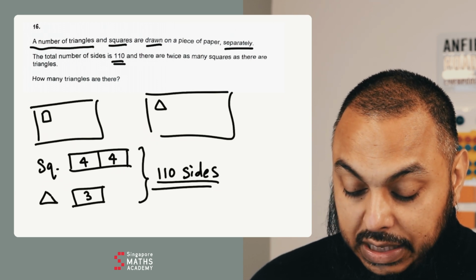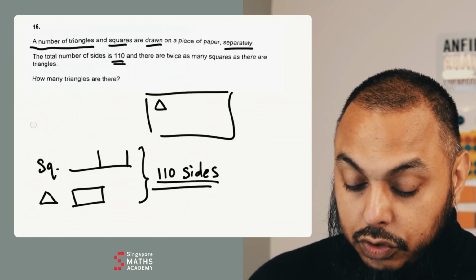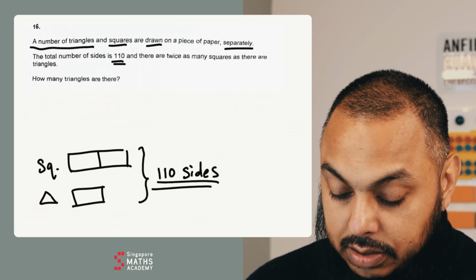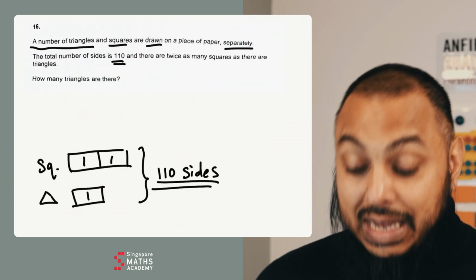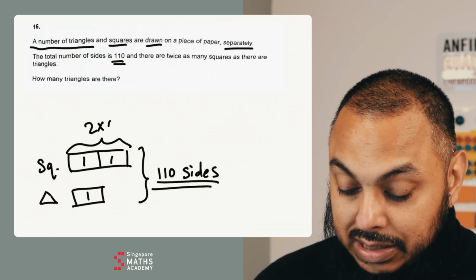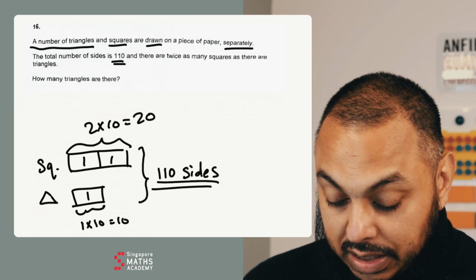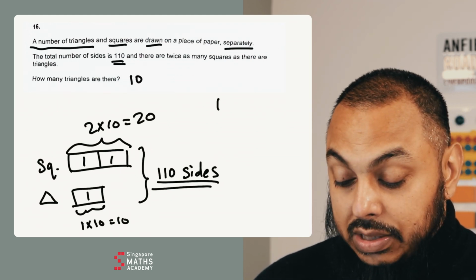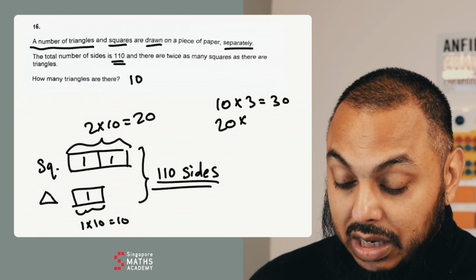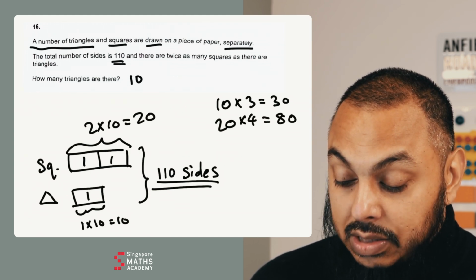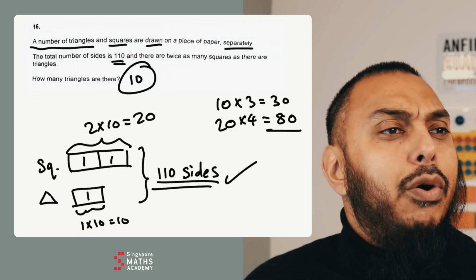So if I've got 2 squares and 1 triangle, that's going to be 11 sides. I need 10 times as many, so this is 2 times 10, which is 20, and this is 1 times 10, which is 10. How many triangles are there? There must be 10 triangles, right? Because 10 times 3 is 30 sides. And there must be 20 squares, because 20 times 4 is going to be 80 sides. 80 plus 30 is 110. So yeah, 10 triangles must be on this piece of paper.